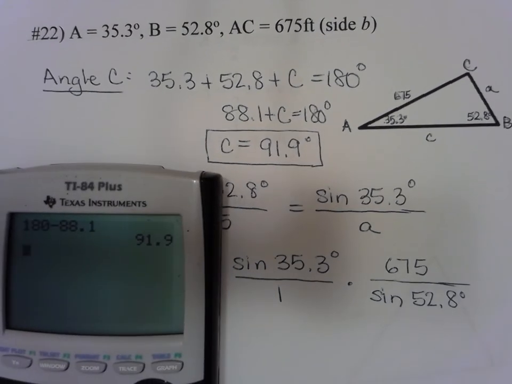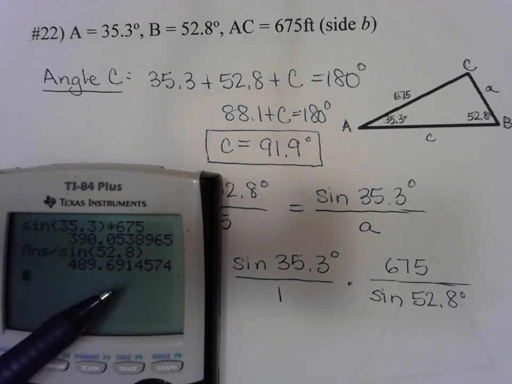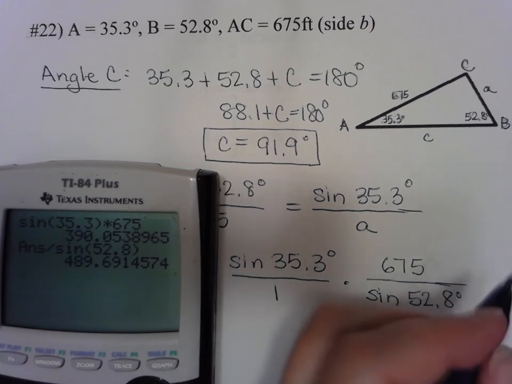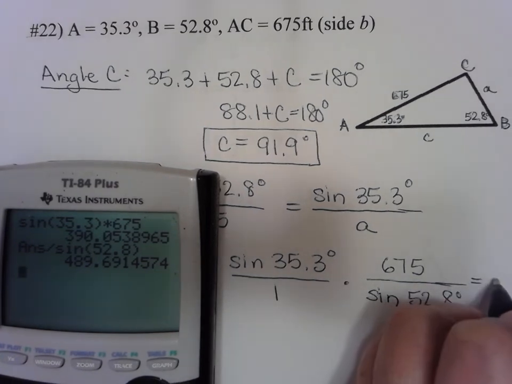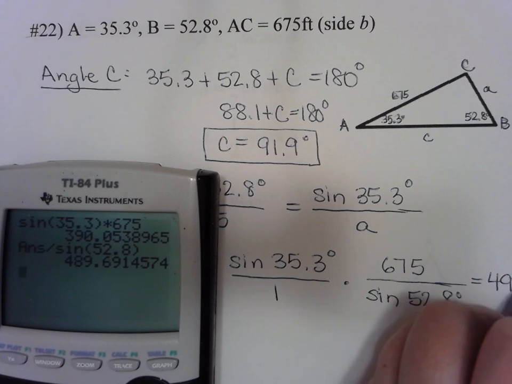So let's put that into our calculator. That's going to give us 489.69. Just like before, we've got 3 significant digits. So we're going to round this to 490. And this one is in feet. So 490 feet.